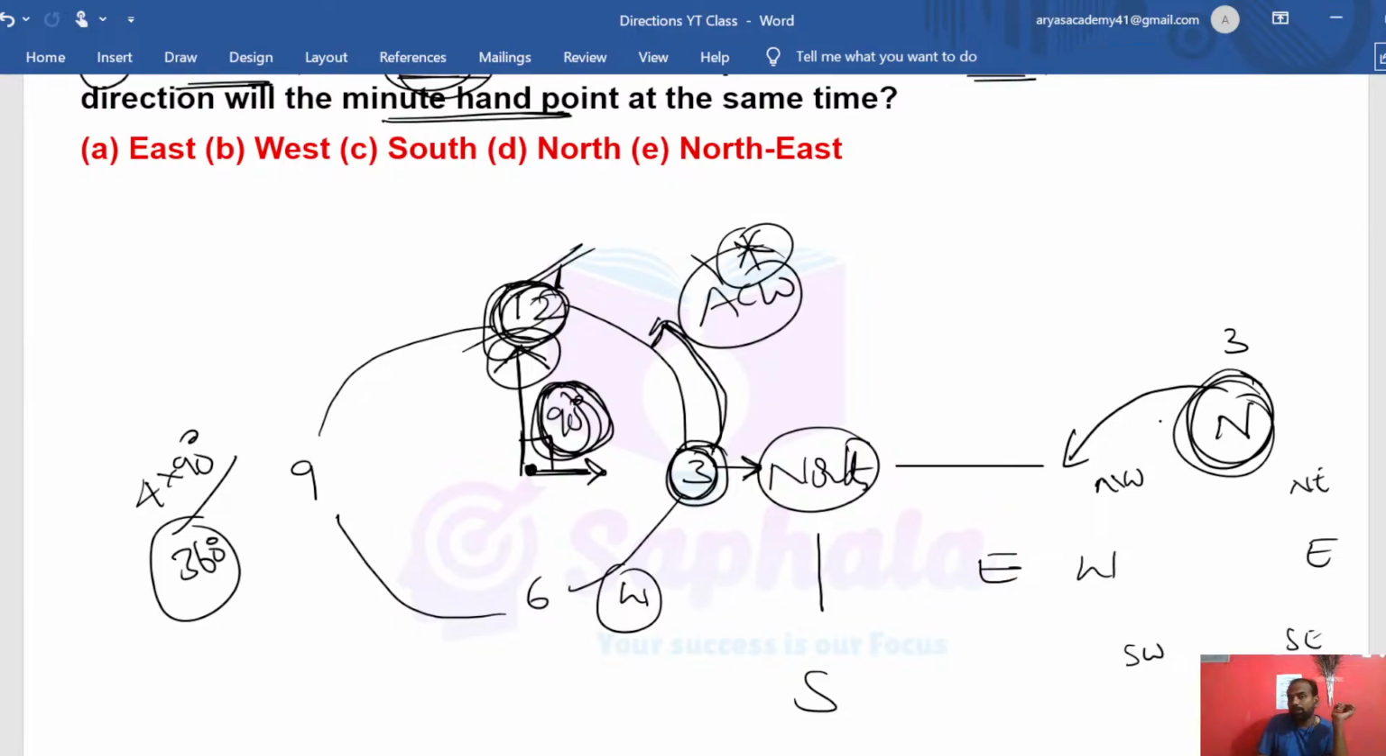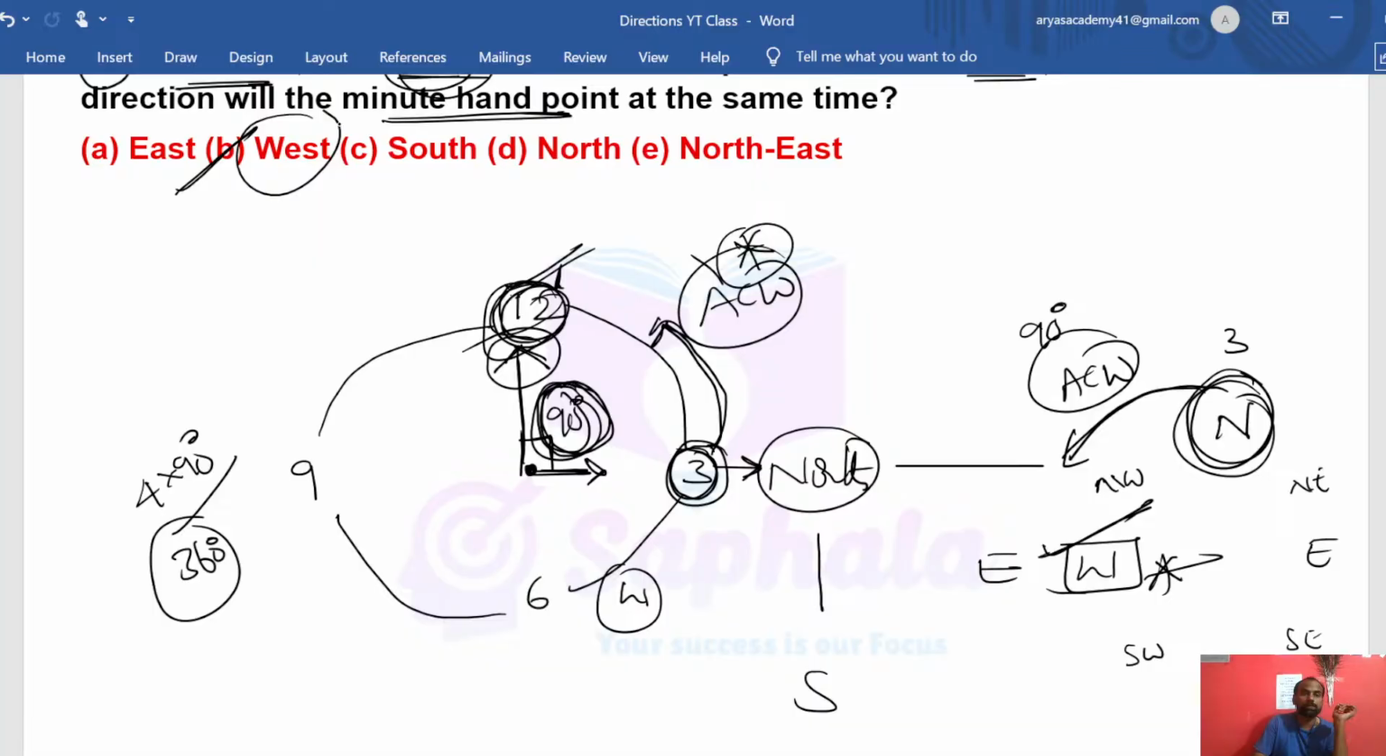So from north, if you rotate 90 degrees in the anti-clockwise direction, where do you reach as the next main direction? You reach west. So what will the answer be? It will be west. So it's a very simple question, but the thing is you should know the basic concept well. You should not get confused. Okay.